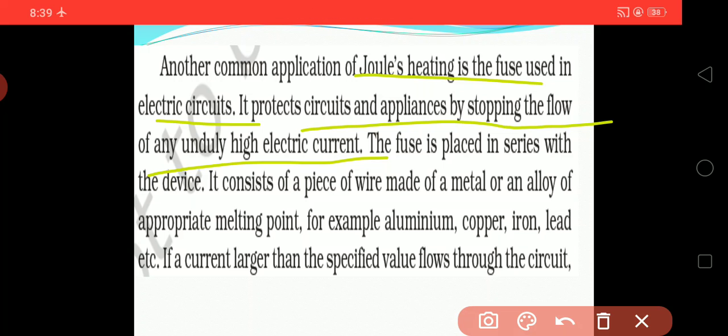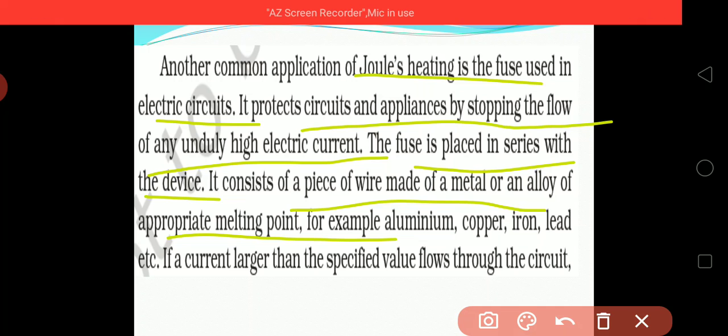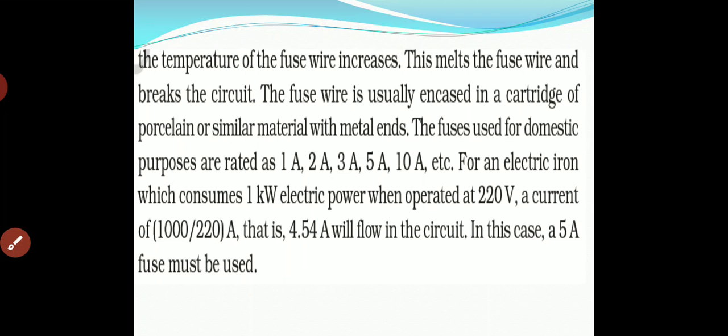The fuse, which is placed in series with the device, consists of a piece of wire made of a metal or alloy with an appropriate melting point, for example aluminum, copper, iron, lead, etc. If a current larger than a specific value flows through the circuit, the temperature of the fuse wire increases.